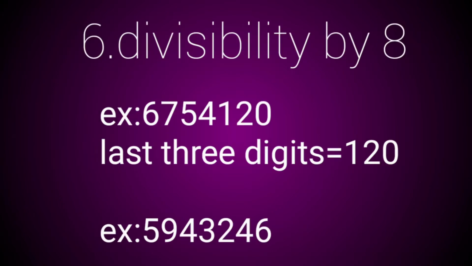The next rule is divisibility by 8. A number is divisible by 8 when the number formed by its last three digits is divisible by 8. Let us take one example. 6754120. The last three digits are 120. 120 is divisible by 8. So 6754120 is also divisible by 8. Let us take another example. 5943246. 246 is not divisible by 8. So the entire number is not divisible by 8.